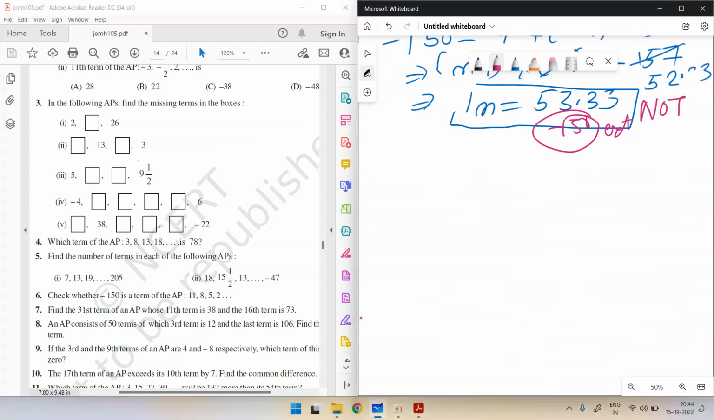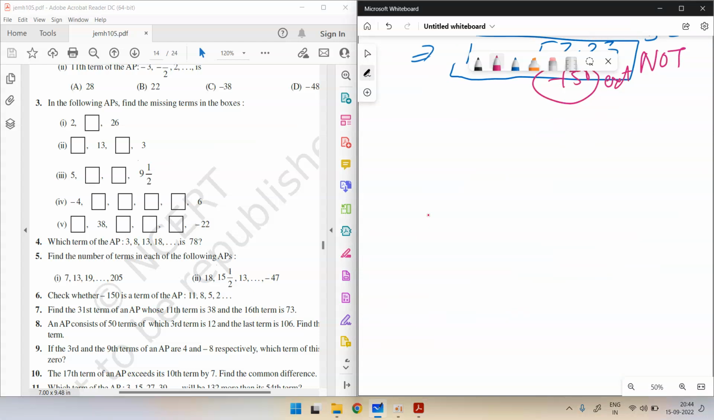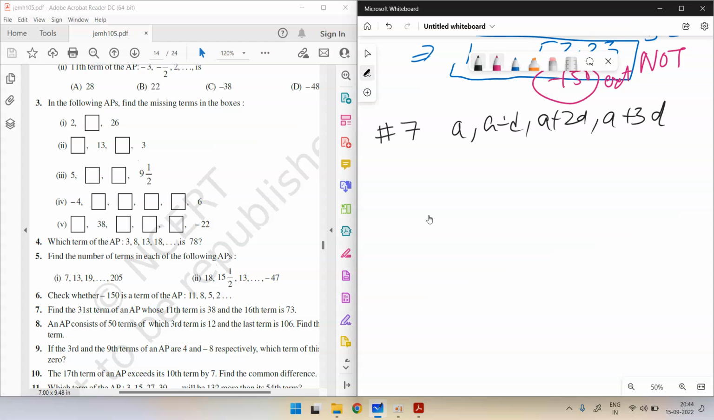Again, indirectly they are giving two equations. It is given that my series is a, a plus d, a plus 2d, a plus 3d, meaning this is my series. What is given to me is that the 11th term, a of 11, is 38, and a of 16 is 73. So what I am directly writing is by using the formula.